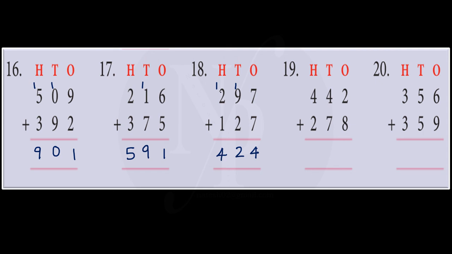Or you may add like this. 1 plus 1, 2, 2 plus 2, 4. However, only one time. You never go on repeating the addition. 1 plus 1 is 2, 2 plus 2 is 4, 4 plus 1 is 5, 5 plus 1 is 6, not like that. Once you should consider all the digits, only once.